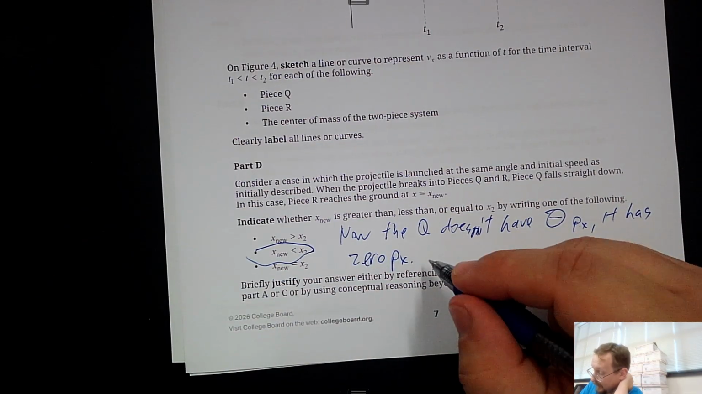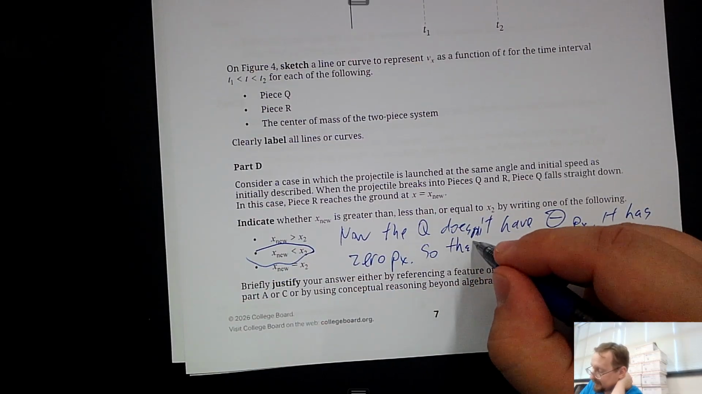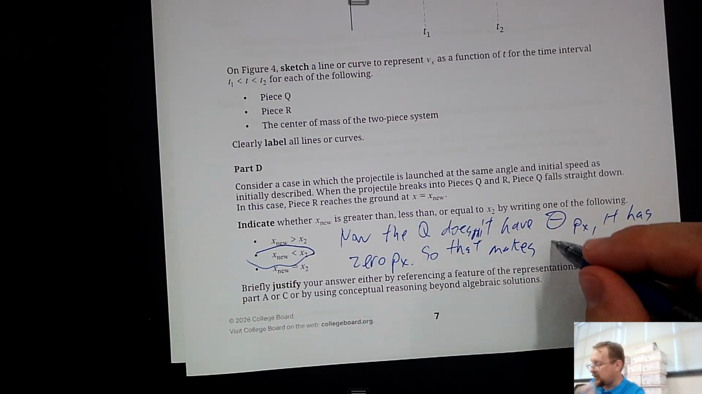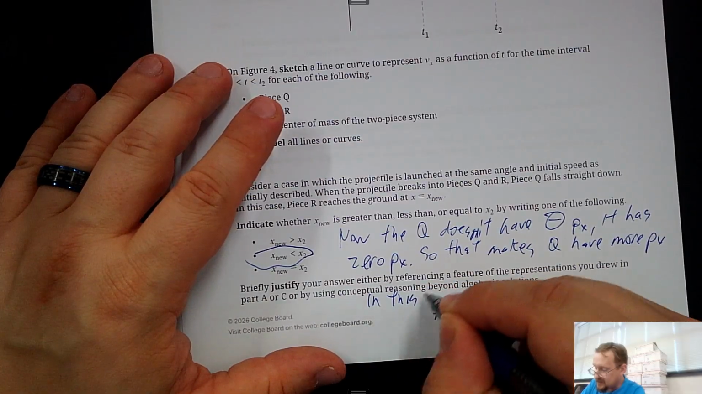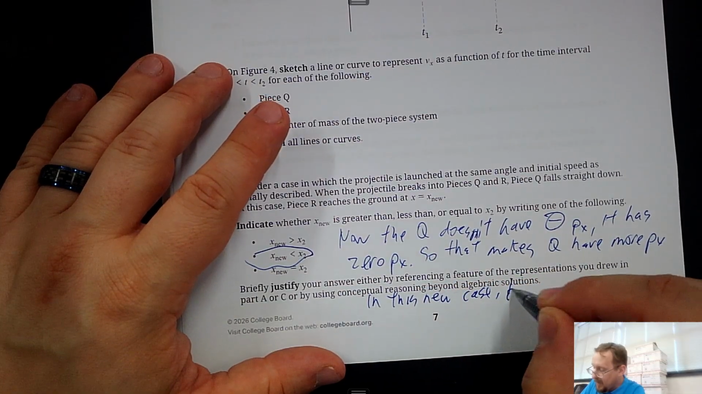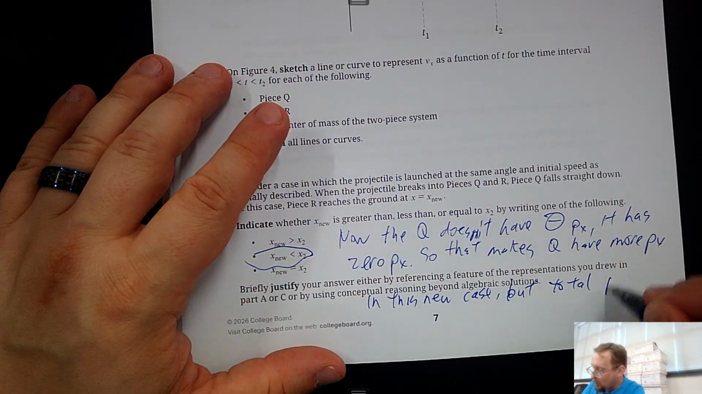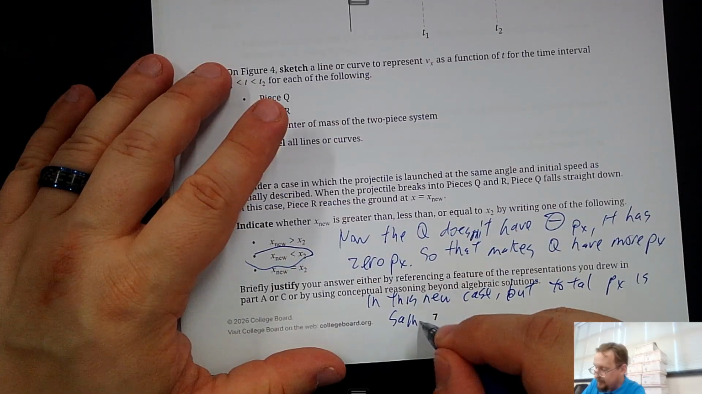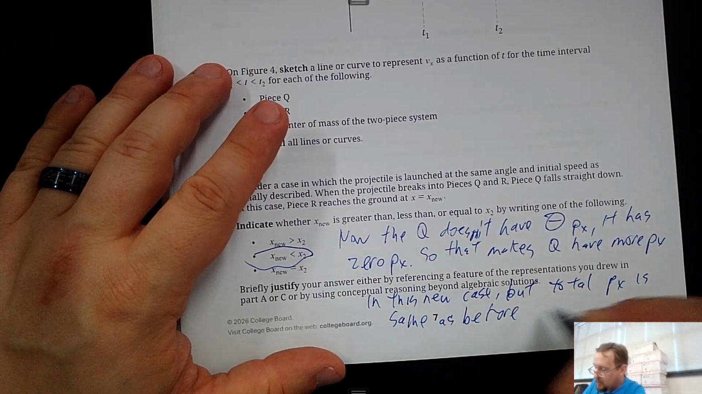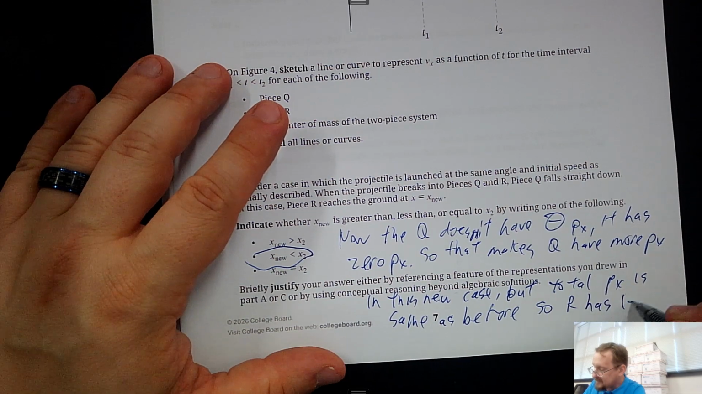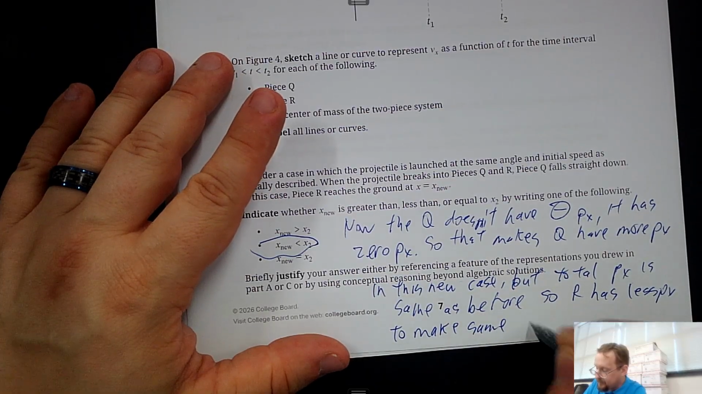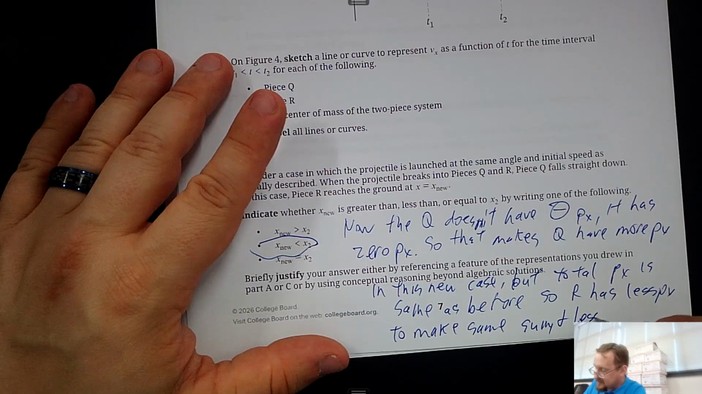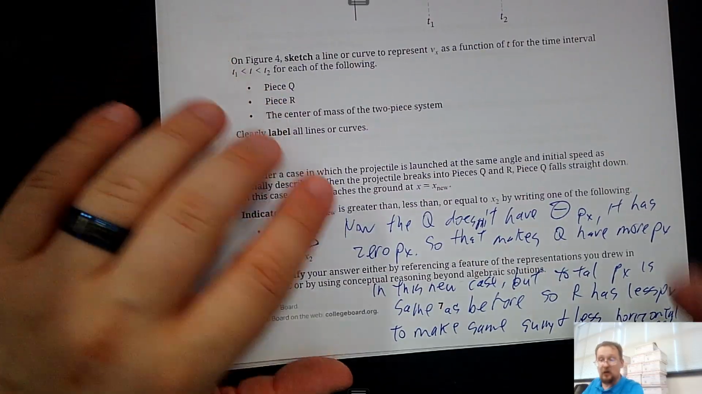That makes Q have more momentum in the X in this new case. But the total momentum in the X is the same as before. So R has less momentum in the X to make the same sum, and less horizontal speed. So it's going to go less distance. All right.